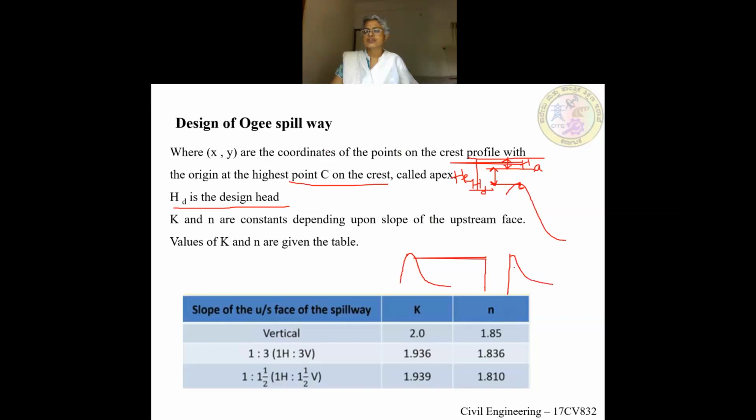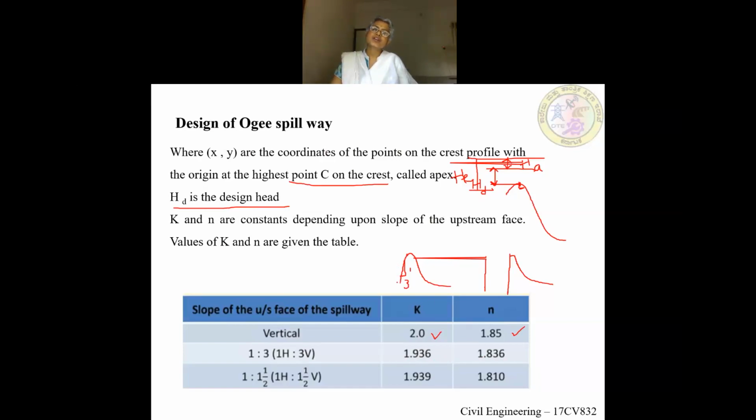This is the Ogee weir. If the upstream face is vertical, the K value is taken as 2 and n as 1.85. If there is some slope on the upstream side, say 1 is to 3, then the K value is 1.936 and n is 1.875.